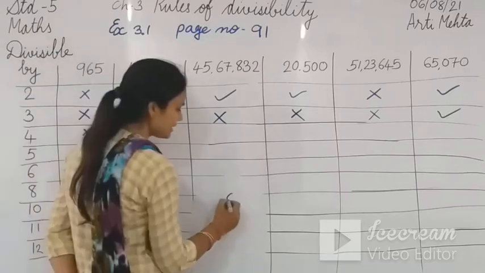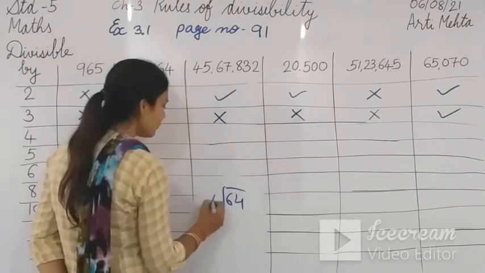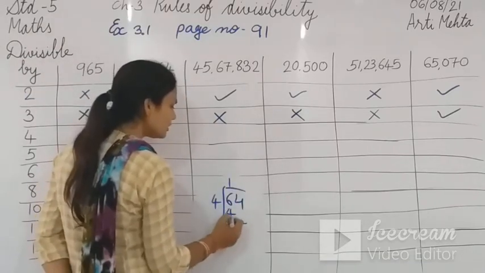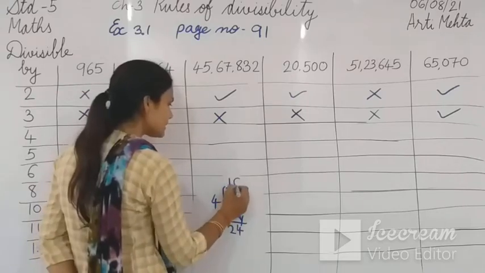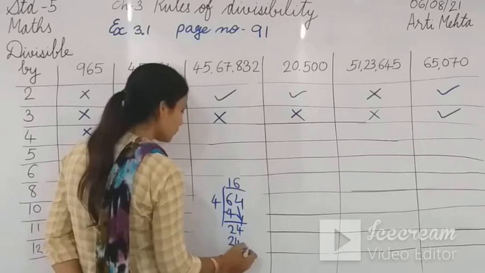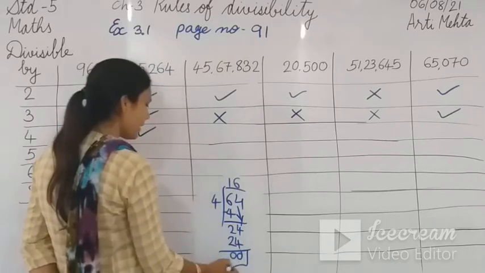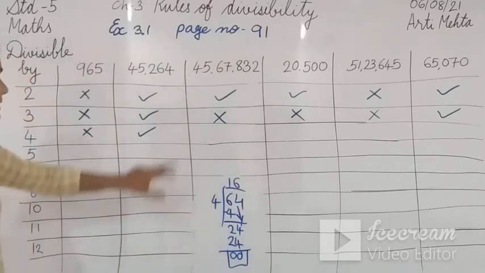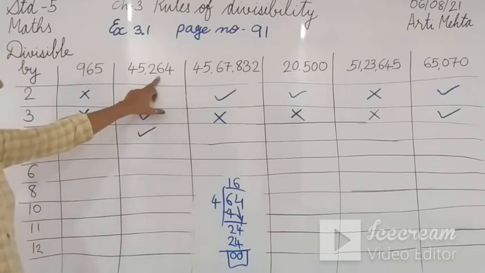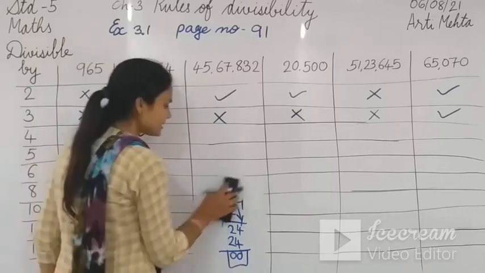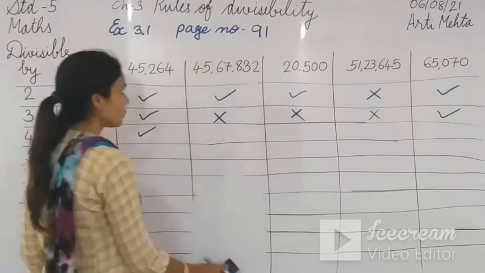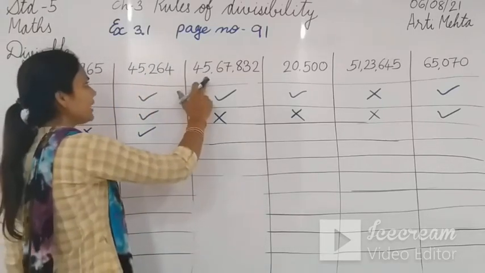Okay, see here, 64 divided by 4. 4 ones are 4. 6 minus 4, 2. 4 bring it down. 4 6s are 24. Okay, remainder will be 0. 64 is divisible by 4. That's why 45,264 is divisible by 4. Understood?